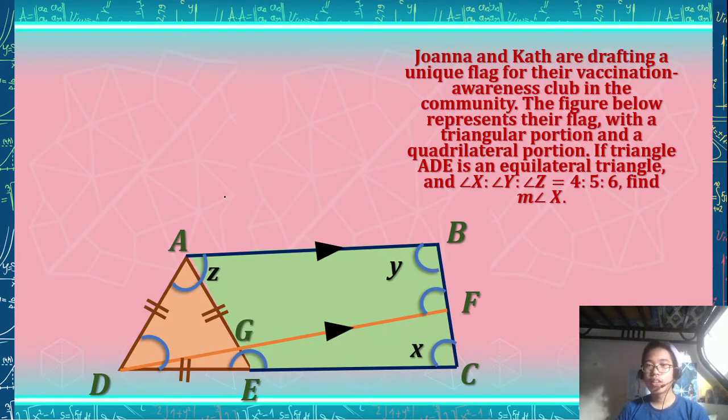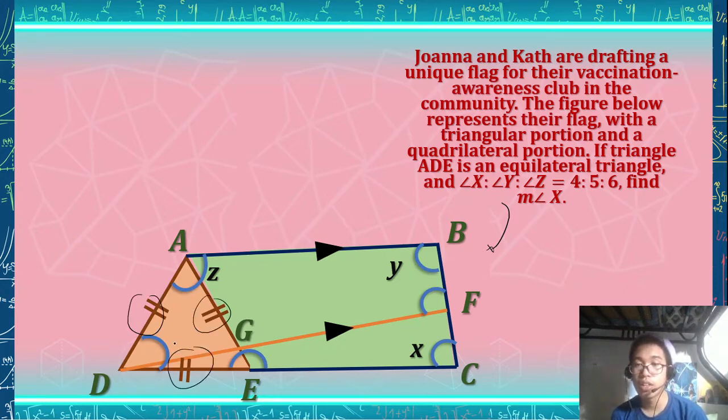Joanna and Kath are drafting a unique flag for their vaccination awareness club in the community. The figure below represents their flag with a triangular portion and a quadrilateral portion as well. If triangle ADE is an equilateral triangle, as the congruent markings show, and angle X is to angle Y is to angle Z is equal to 4 is to 5 is to 6, or the ratio of x, y, z is equal to 4 is to 5 is to 6, we need to find the measurement of angle X.